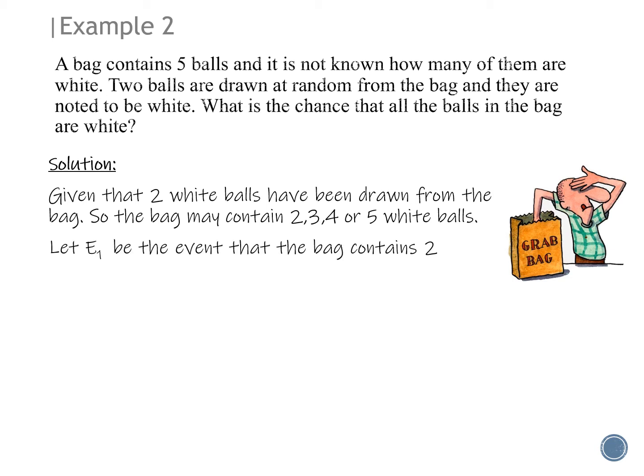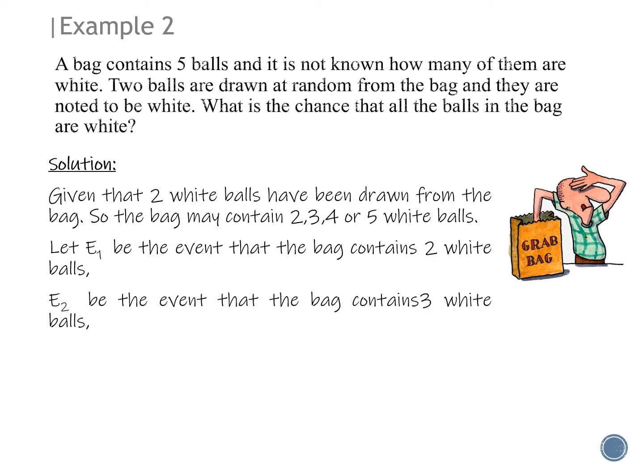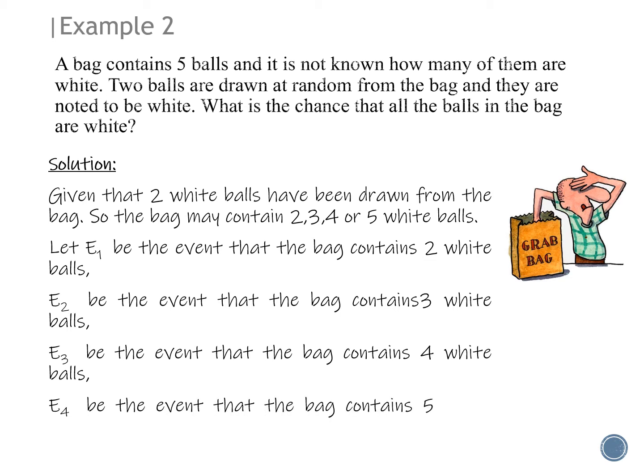Let E1 be the event that the bag contains 2 white balls, E2 be the event that the bag contains 3 white balls, E3 be the event that the bag contains 4 white balls, E4 be the event that the bag contains 5 white balls. Let A be the event of drawing 2 white balls. Then we find probability of A given E1.